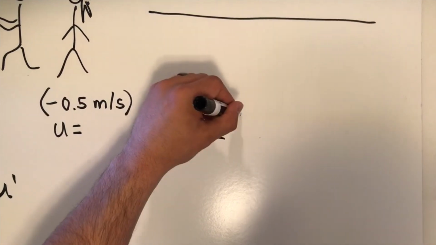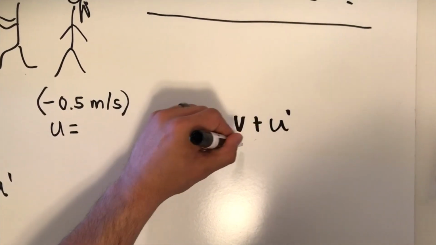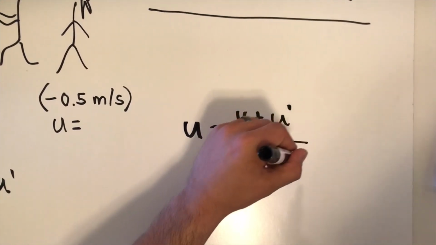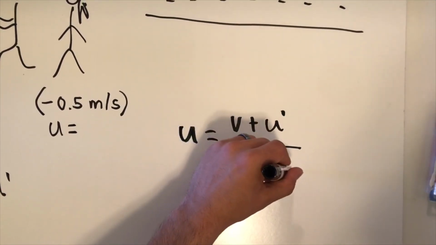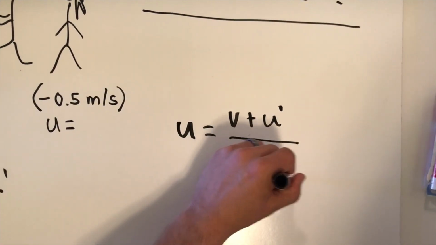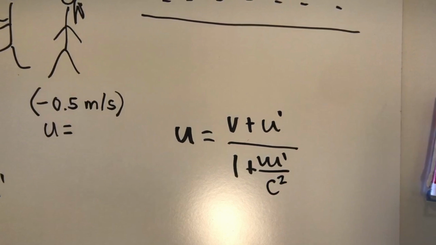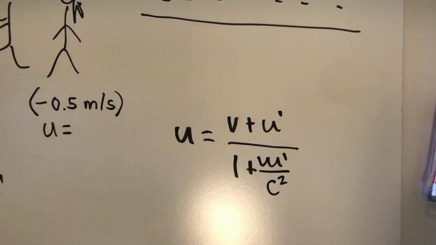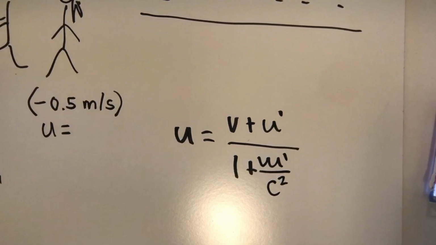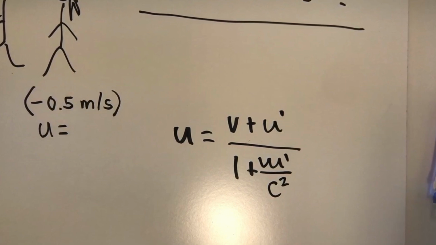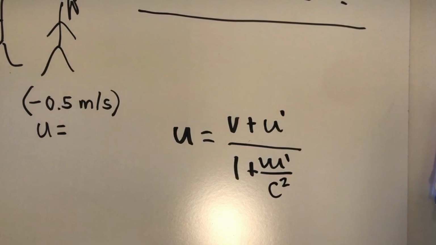The correct formula for one-dimension relativistic velocity addition takes into account the speed of light, and it is u equals v plus u apostrophe over 1 plus vu apostrophe over c squared, where v is equal to the relative velocity addition between two observers, u is the velocity of an object relative to one observer, and u apostrophe is the velocity relative to the other observer.